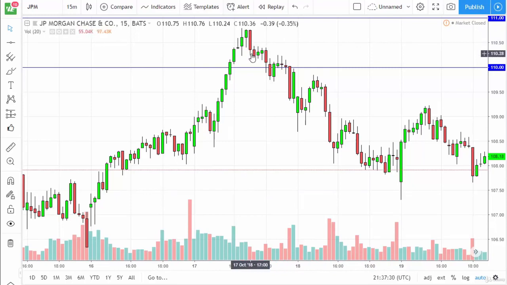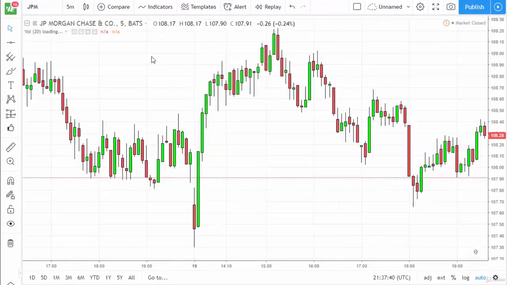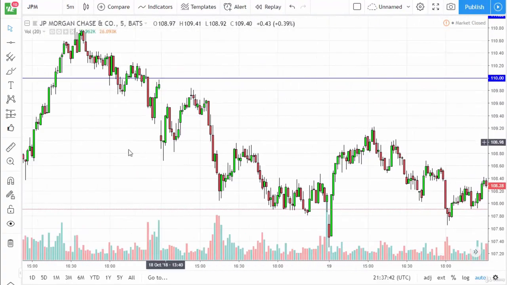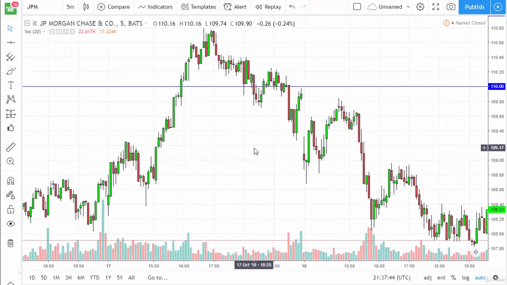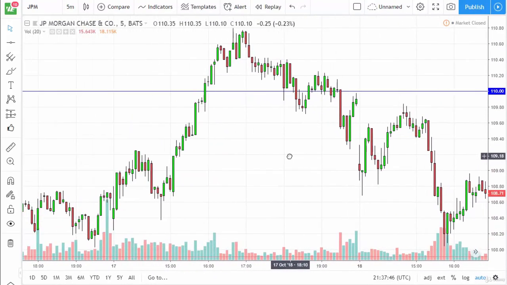Your entry could have been at, say, 110 and a quarter. So you would have been risking 75 cents as opposed to, like, maybe a daily candle, that could be $2. And that's kind of the point. As you drill down for ever increasing granularity, you can tighten your stops, but it all needs to be in the context of the higher time frame. So 110 matters on the short side on the long-term chart.